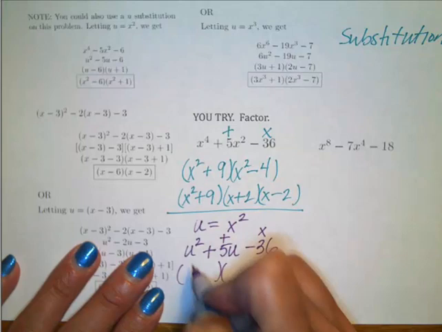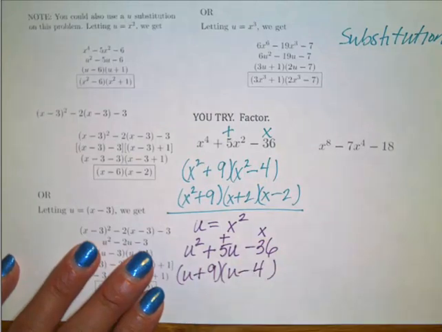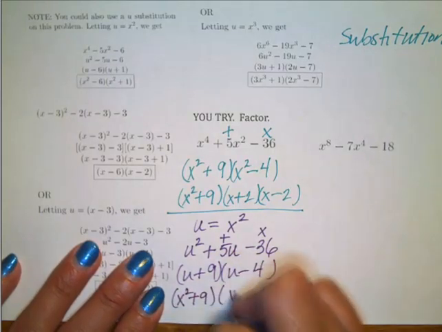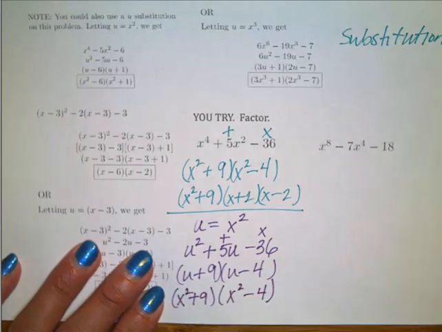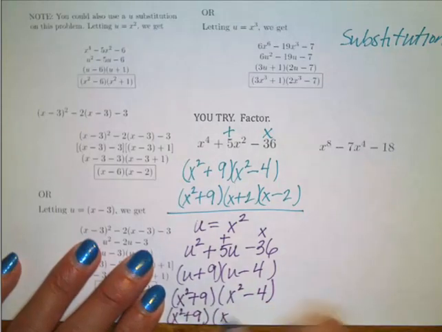So how do you get u squared? U and u. 9 and 4. We need a positive 9 and a negative 4. If you leave it like this, you are going to get 0 points. You must do the substitution back in. So x squared plus 9 and x squared minus 4. Because you're not going to see that difference of 2 perfect squares if you don't substitute back in. So again, we can't factor the first one. We can factor the second one.